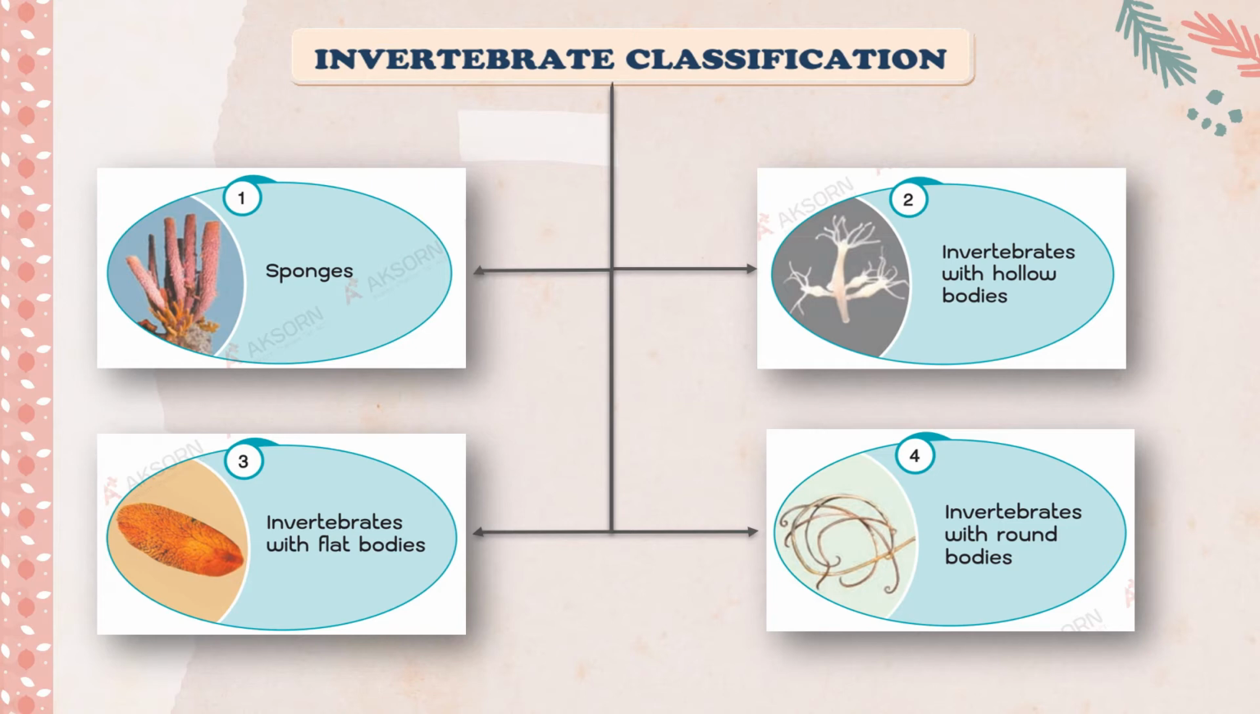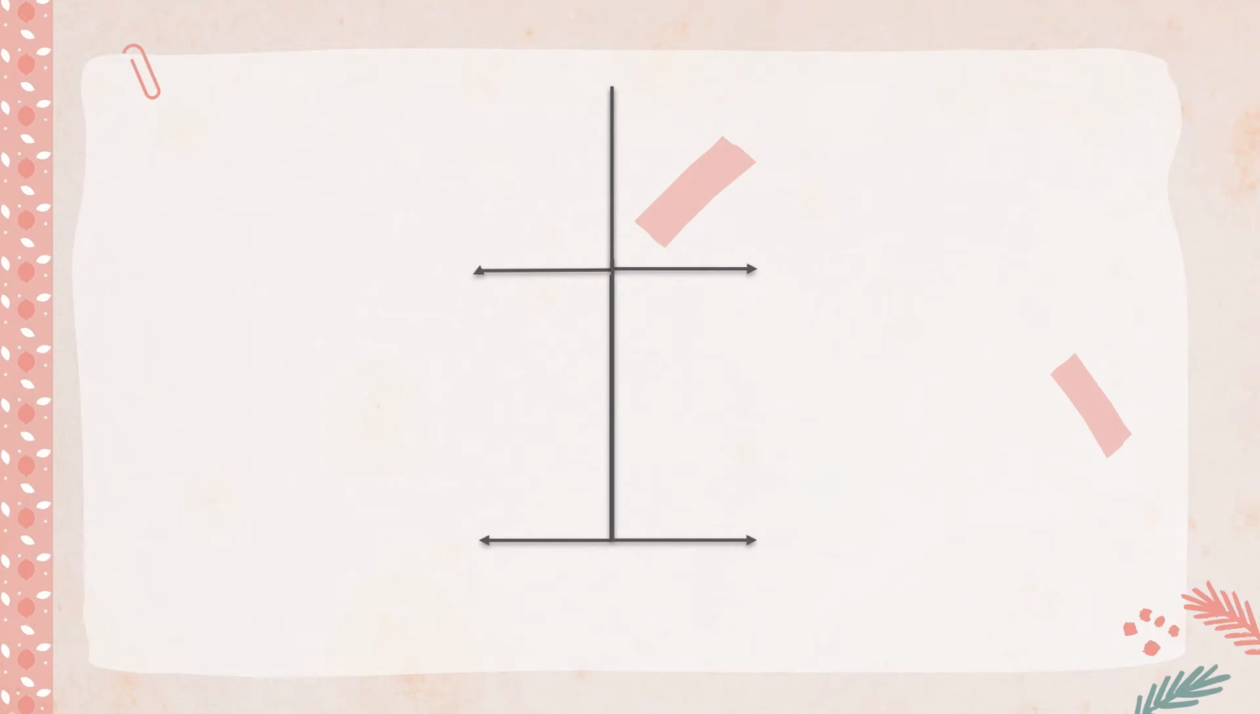Okay, next is invertebrates with round bodies. They have soft, round bodies and smooth skin without any legs. Each of them has a mouth and anus and is of one sex. Some are parasites living in or on the bodies of humans and animals. They reproduce sexually. An example of these round bodies is roundworms.